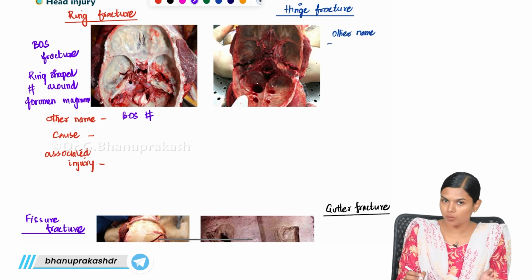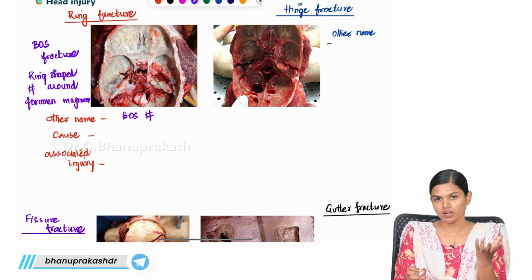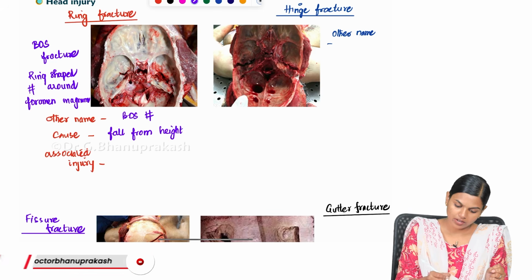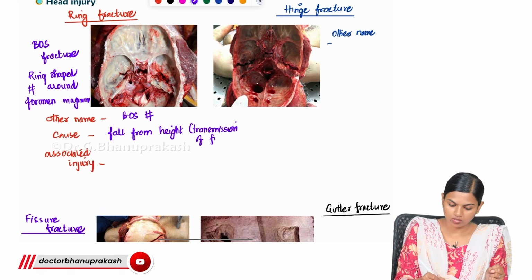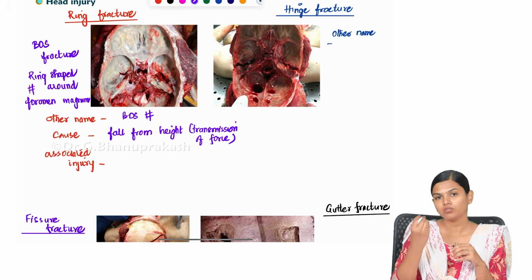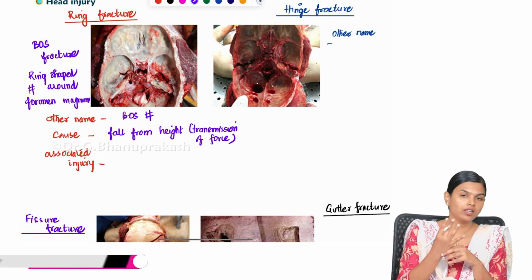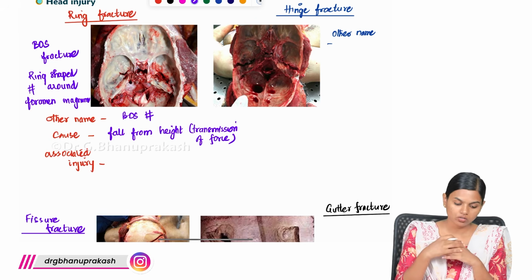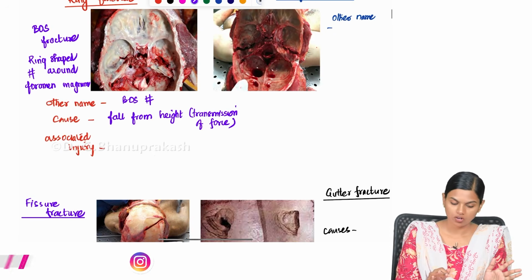It is most commonly seen in a transmitted injury, like when you fall from height. When there is transmission of force, you will be getting that injury. When there is transmission of the blast wave through the heel, you will get the injury in the ring around the foramen magnum. So this is why it is known as ring fracture, and it is commonly associated with fall from height.